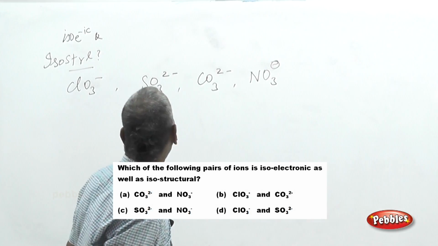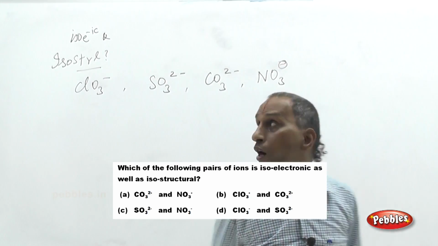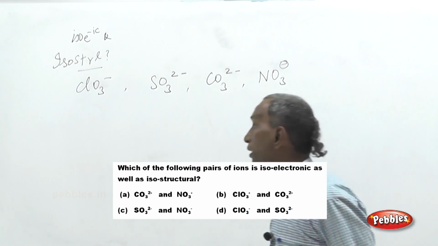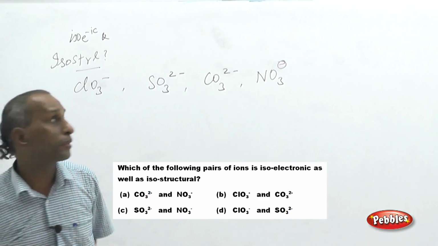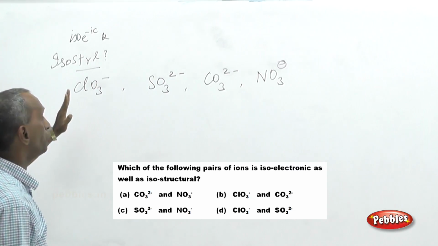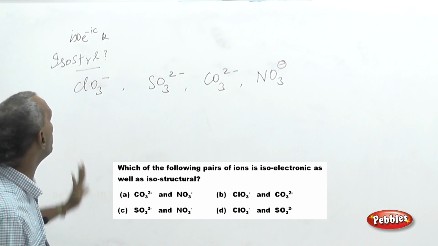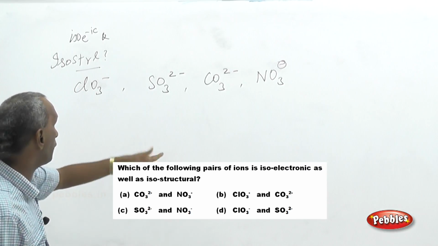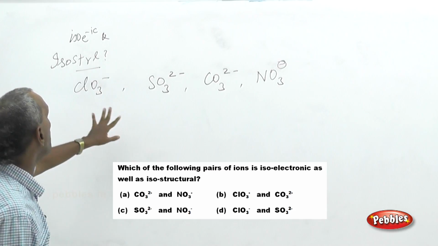Now this question is based on the identification of isostructural and isoelectronic pairs. The question asked is: identify the isostructural and isoelectronic pairs from the following species. They would have given 4 different choices, meddling with the combinations.